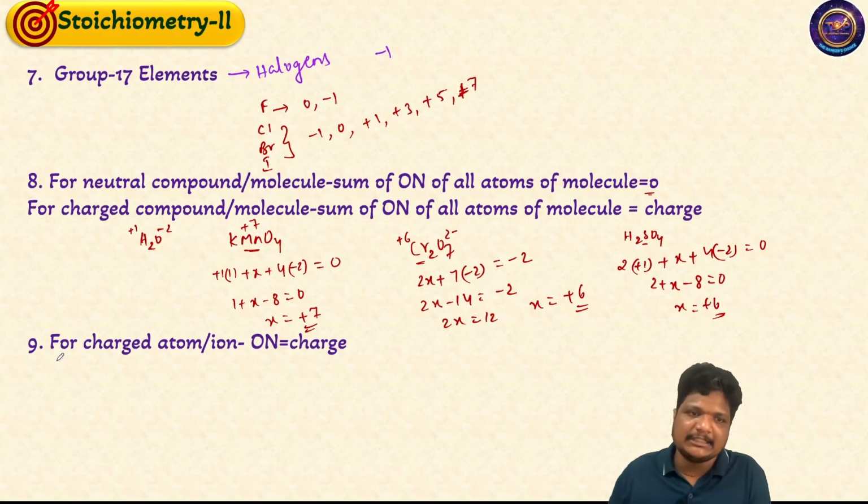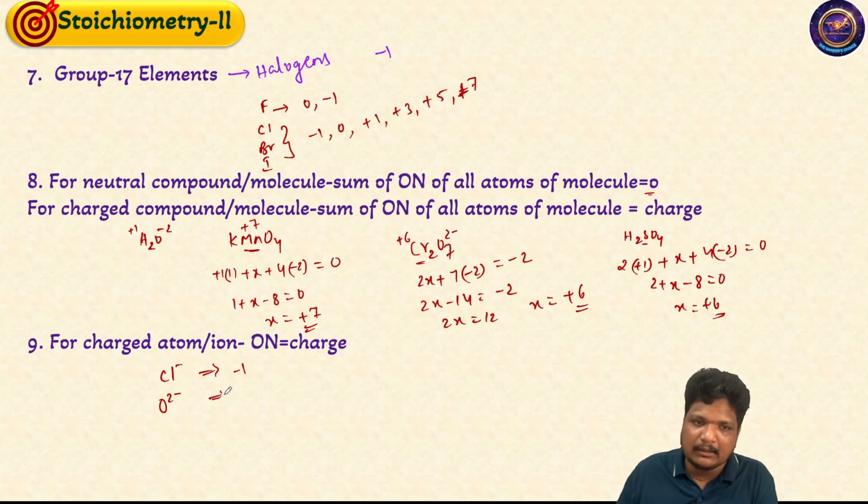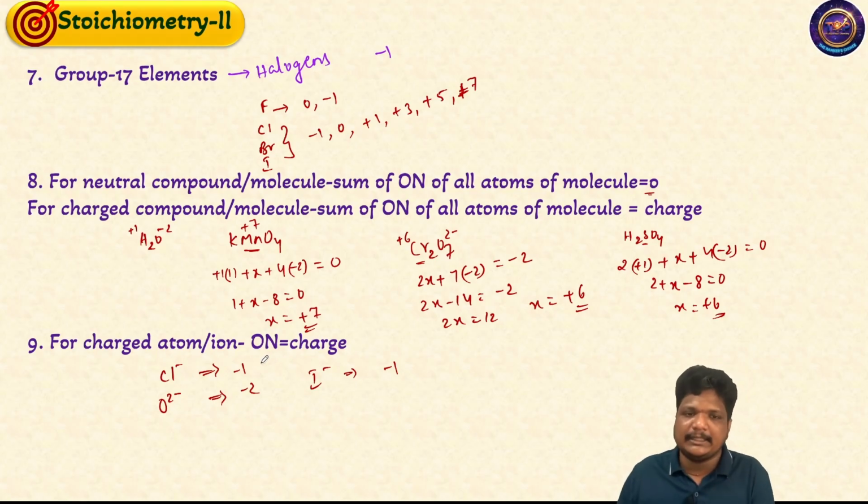So for a charged atom or ion, oxidation number is equal to charge. Here, if you observe Cl minus, the oxidation number is -1. O2 minus, the oxidation number is -2. I minus, the oxidation number is -1. In this way, for a charged atom or ion, the oxidation number is equal to its charge.